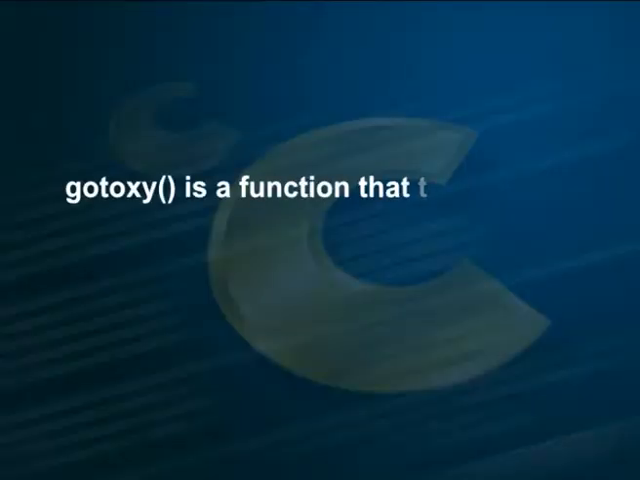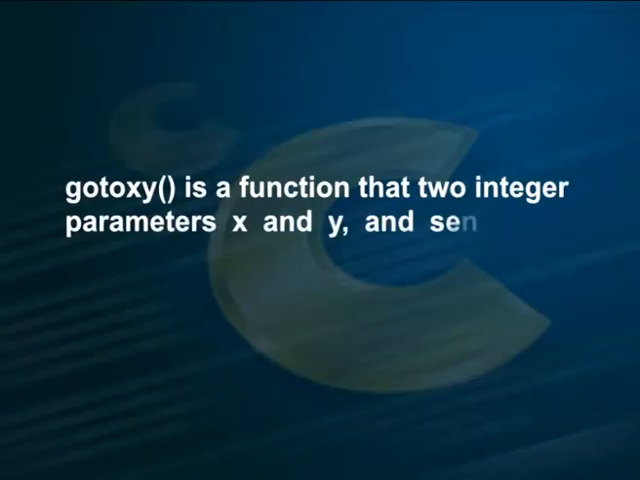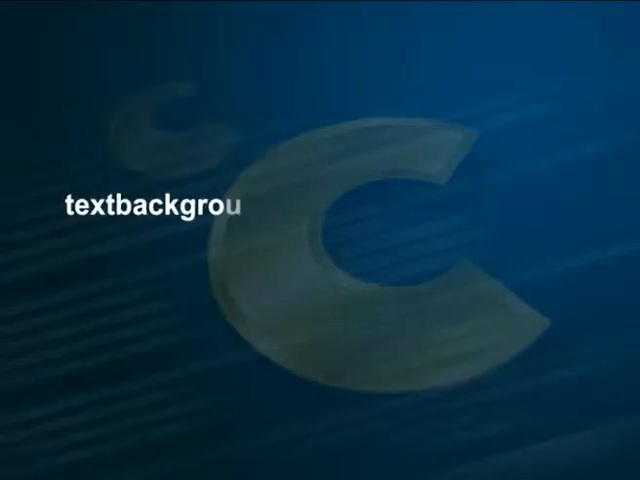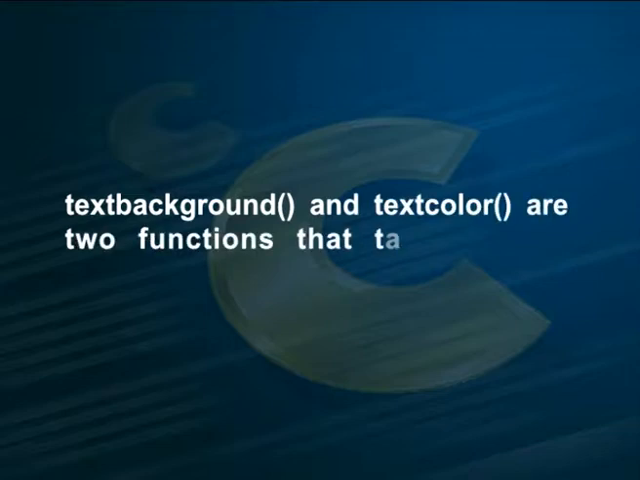gotoxy is a function that takes two integer parameters x and y and sends the text screen cursor to the location specified by x and y. If either or both of the coordinates are invalid, it does not do anything. This function does not return any value. textbackground and textcolor are two functions that take a color number as input. The first function sets the text background color and textcolor sets the text color of a text screen. For more functions available in conio.h, you should refer to the documentation of the conio library.